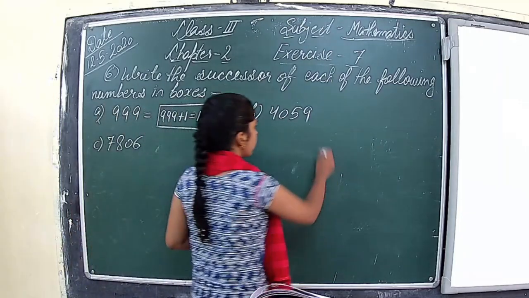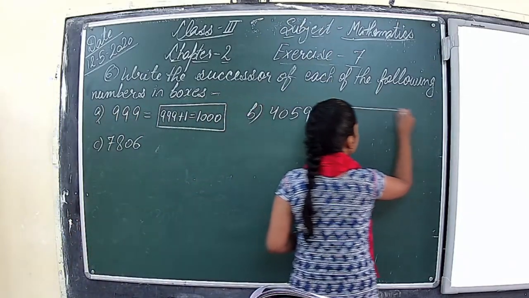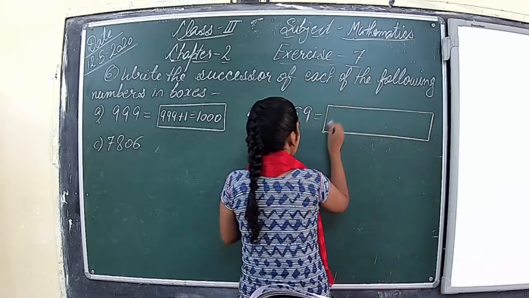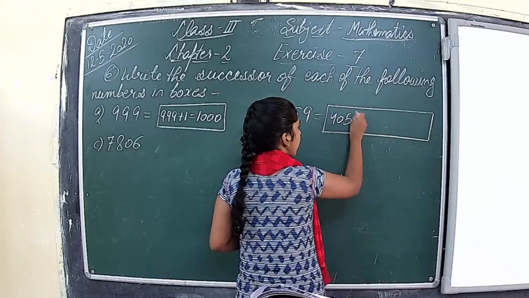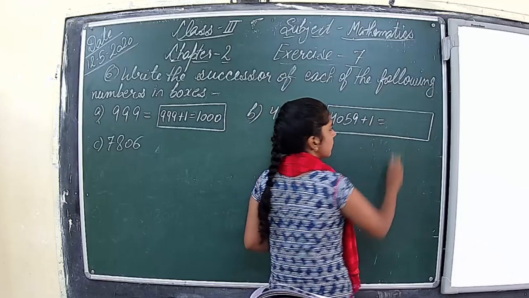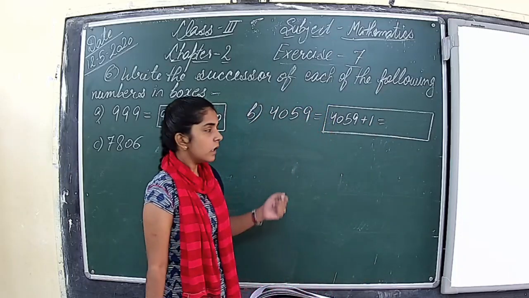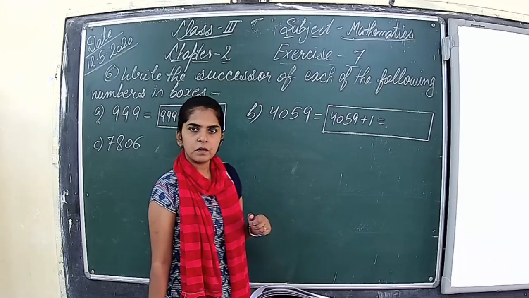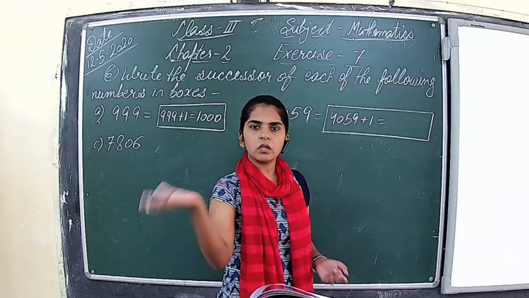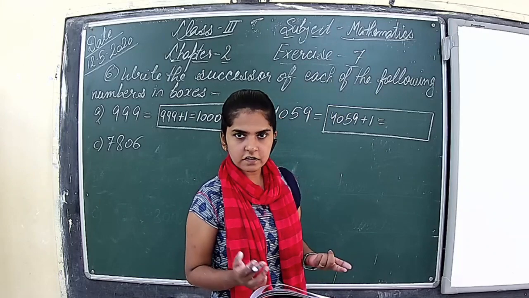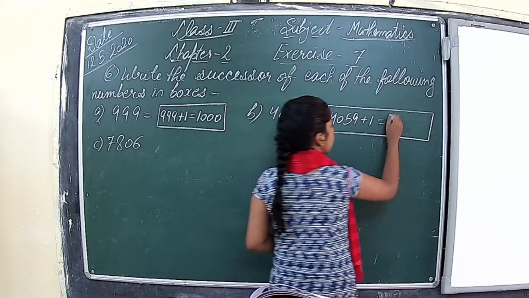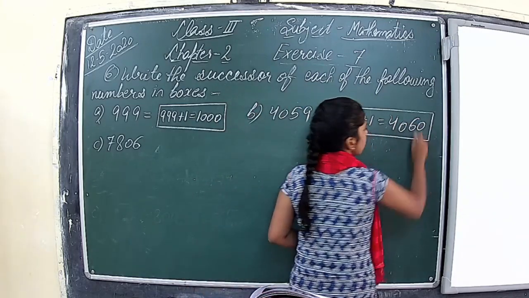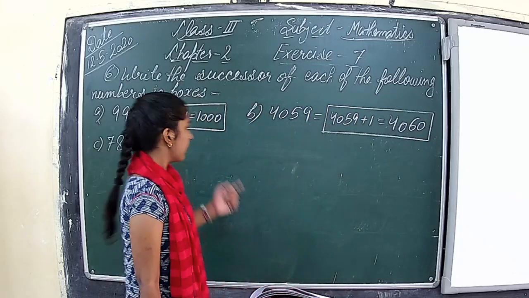Next number, what will be the successor of this number? So, successor of this number will be 4059 plus 1. Okay? See, what is the number formed by last 2 digits? 59. After 59, in counting, which number comes? 60, right? So, its successor will be 4060.